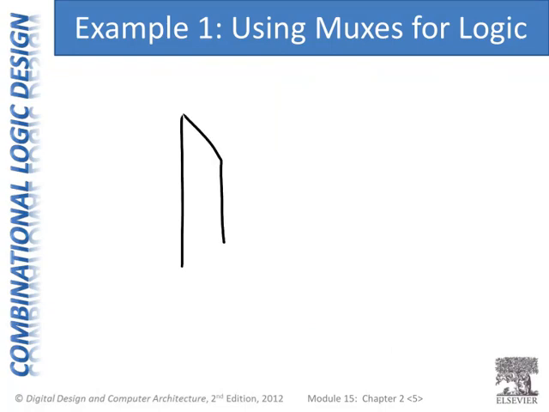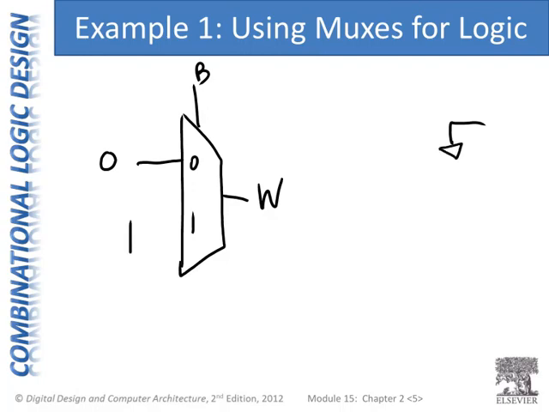So we put B on our select line, 0, 1, our output W. 0, we're going to tie to 0. I can also write the logical 0 instead of the ground symbol. Either works. And here we have our NAND gate, our single gate, tied to A and C.